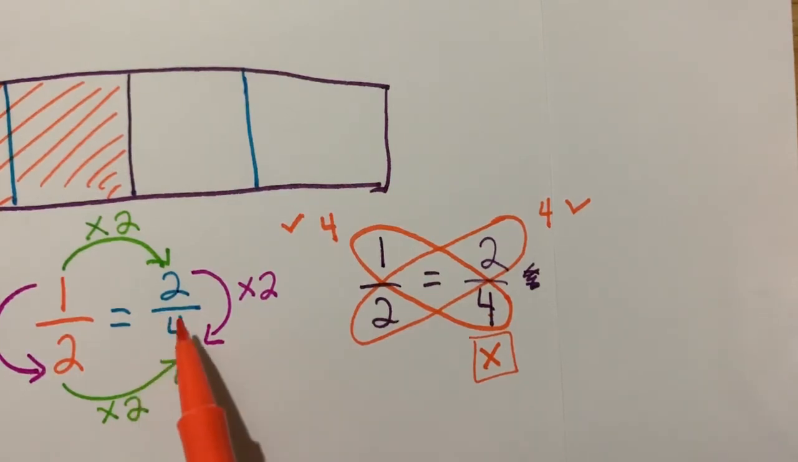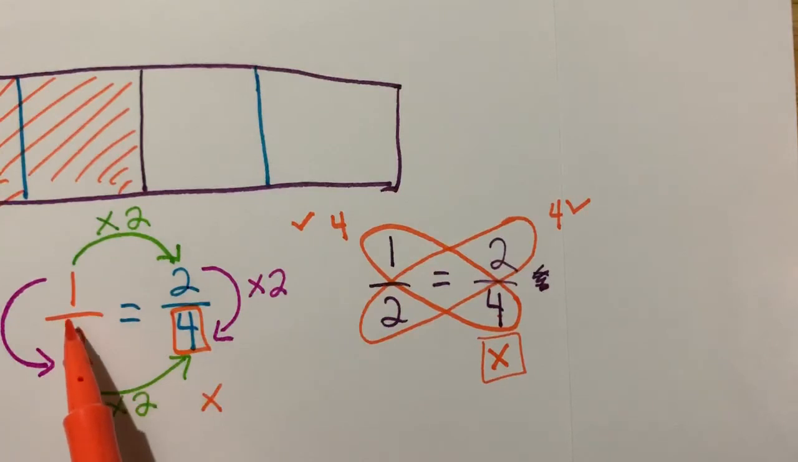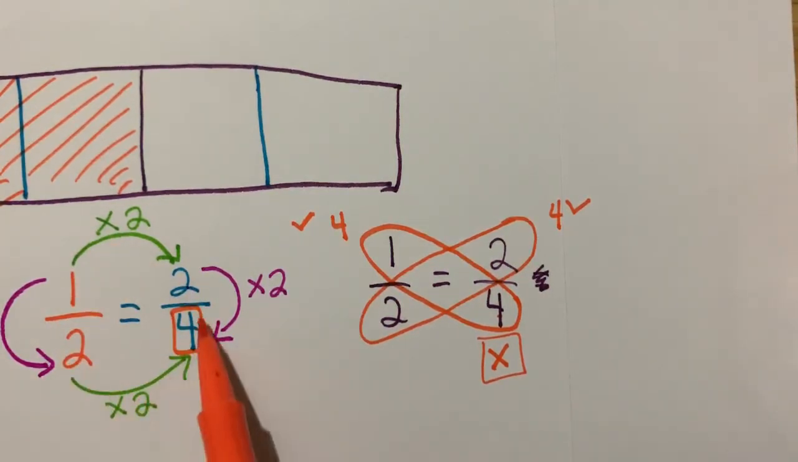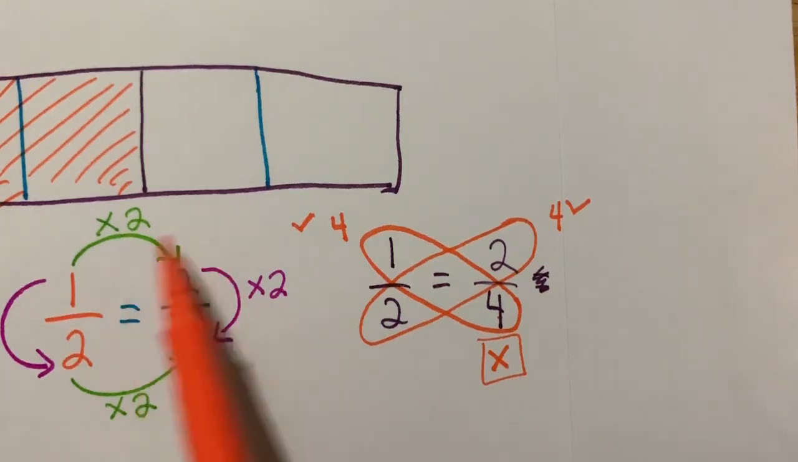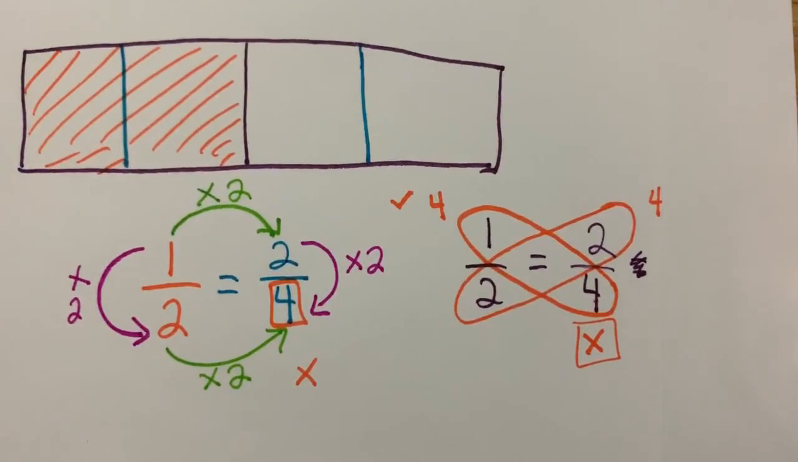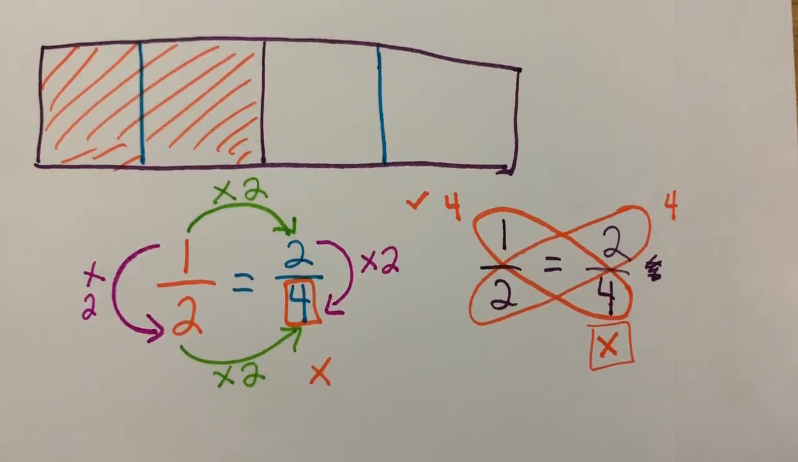And the same thing would be with these relationships. If this number was missing, and let's say I had an x in there, then you would know that 1 times 2 is 2, so 2 times 2, this number has to be 4, or vice versa using the other relationship. So this is how you can check whether or not you have a proportion and two fractions are equivalent. So this concludes our tutorial video.